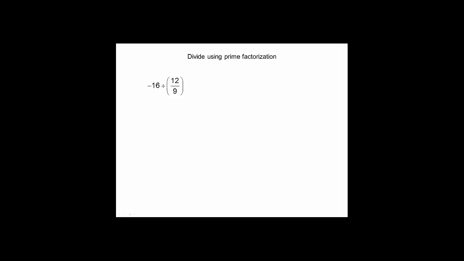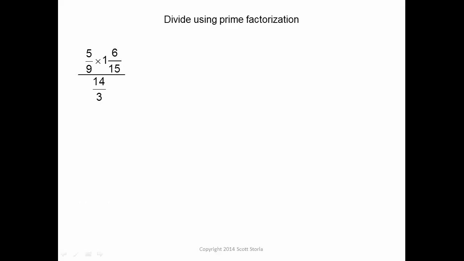Here's another one. When a division problem is written this way, this is considered the denominator. So we think of this as -16/1. Take the reciprocal of the denominator, prime factor, reduce, and end with -12.